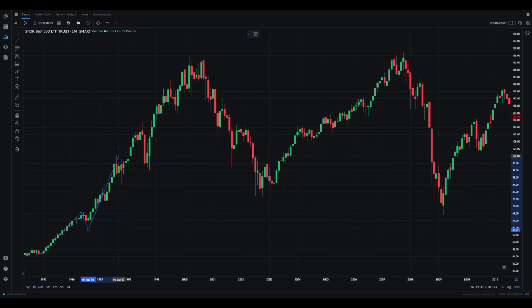Understanding market cycles is crucial as it provides insights into the broader market environment, helps anticipate future trends, and guides trading decisions. Here's a detailed explanation of market cycles.